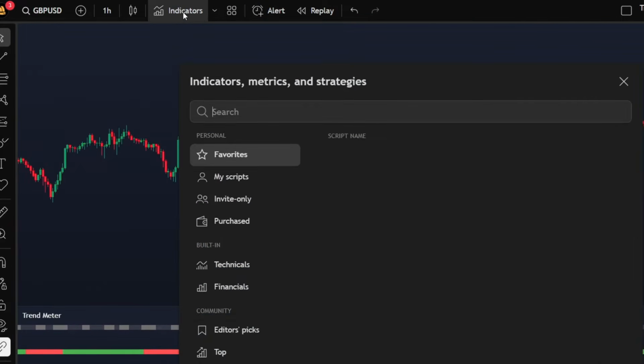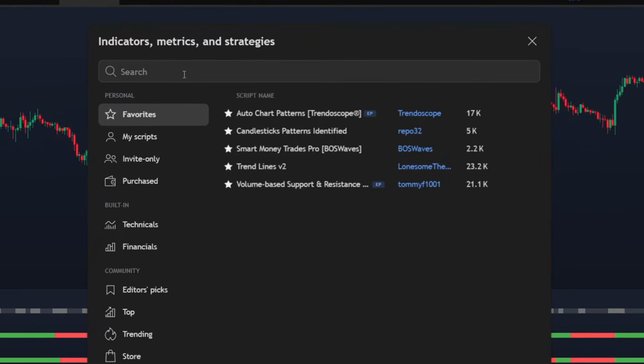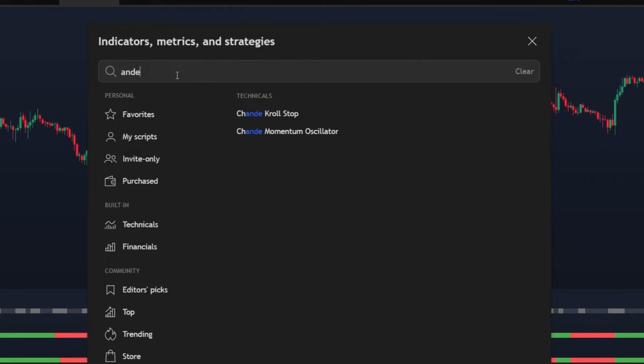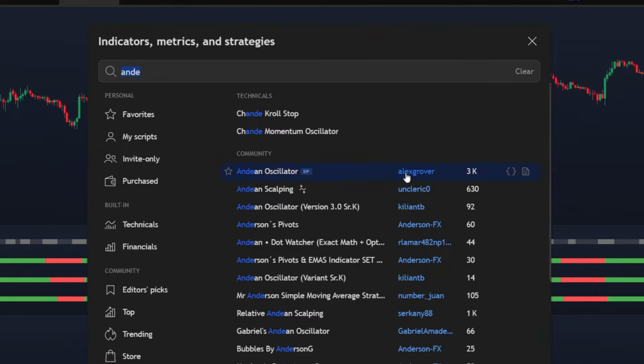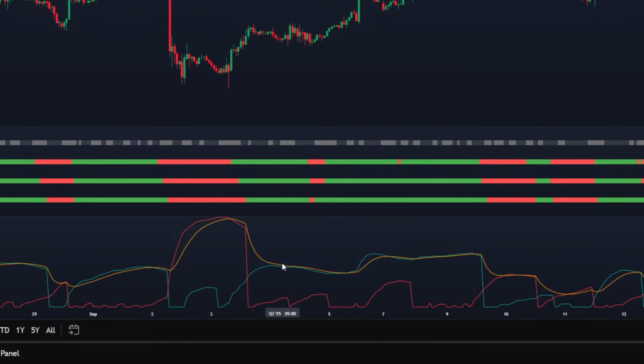So for that, open the Indicators tab again from here. Click on Indicators again, and search Andean Oscillator. Add the one created by Alex Grover, add it to your chart. You'll see 3 lines: green, orange, and red.